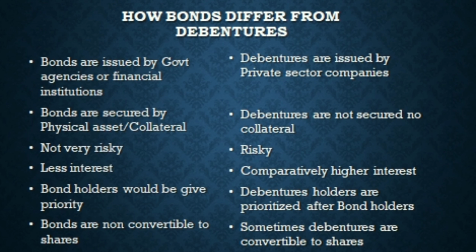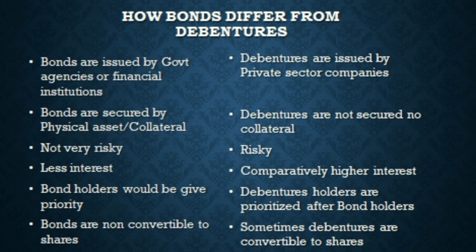Bonds are debt instruments usually issued by government agencies or financial institutions, whereas debentures are debt instruments issued usually by private sector companies. Bonds are secured by some kind of physical asset or collateral and hence they are not very risky. Whereas debentures are slightly risky because they are not secured by any physical assets. Because debentures are slightly riskier debt instruments, they offer a comparatively higher interest rate than bonds.